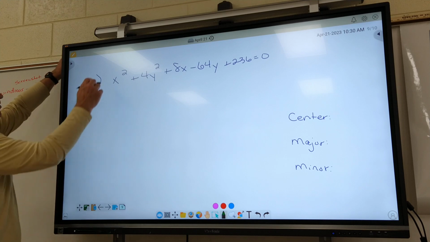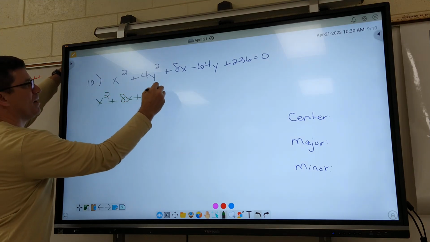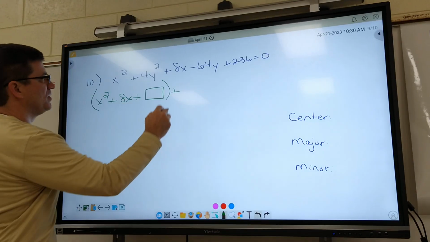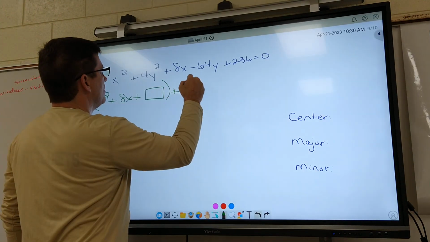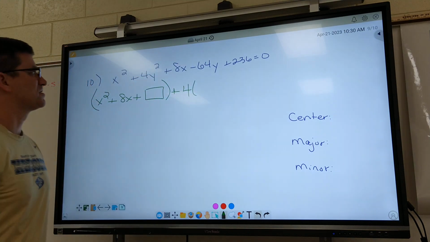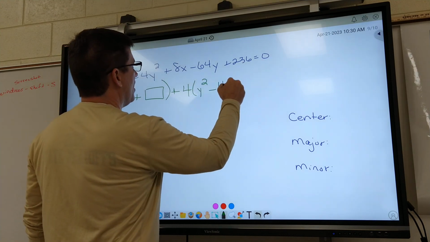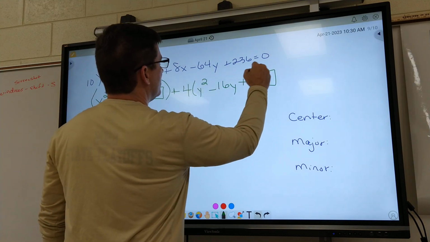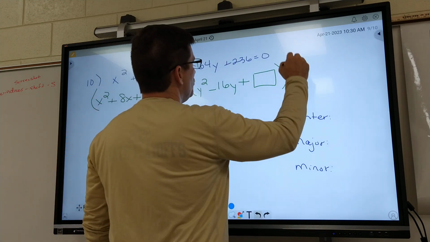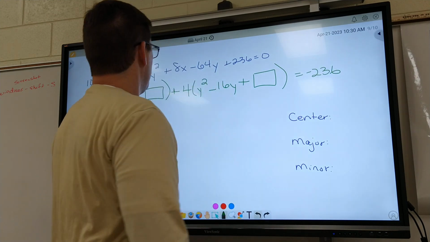All right, so on the x's, we just write down x squared plus 8x, then a box. We don't have to divide those. We said on the y's, we divide by 4. So 64 divided by 4. Somebody do that for me, please. 16. So I got y squared minus 16y in a box. What happens with 236? Move it over, negative 236. All right. Fill in the boxes.